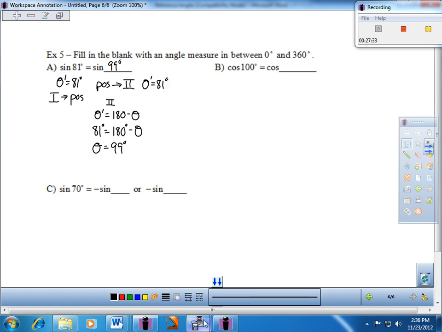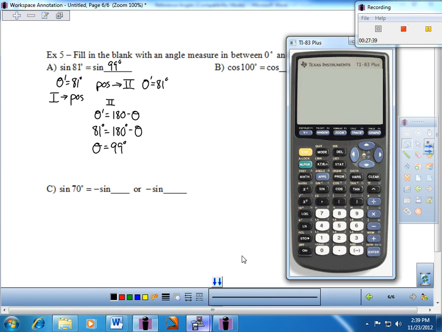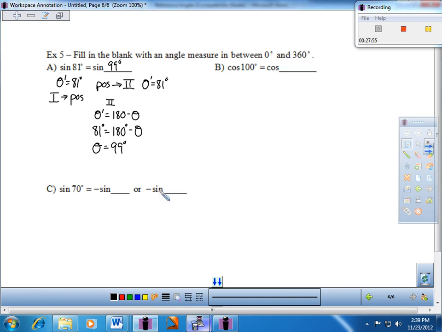Well, let's check it out. The nice thing about these, and you're going to see them plenty of times, is that anytime I give them to you, you have a calculator to just check. There's sine of 81, here's sine of 99, and it's the same, of course. Cool. All right, let's go get letter B.